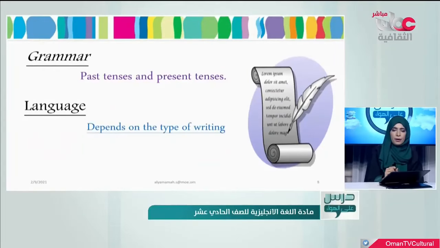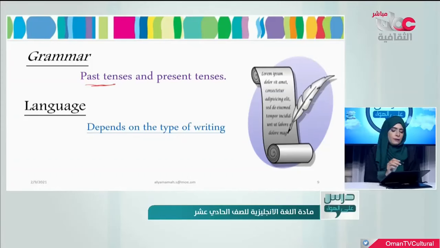What kind of grammar do we need to write an informative essay? Of course, when we learned the opinion essay, we talked about our ideas mostly using the present tenses. In an informative essay, this is not a must. Using a grammatical rule will depend on the topic that you are talking about.